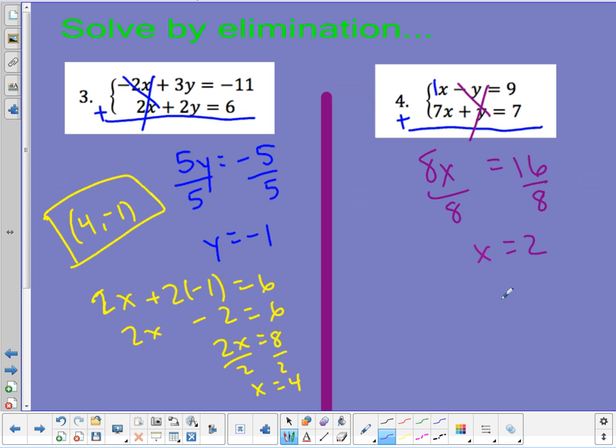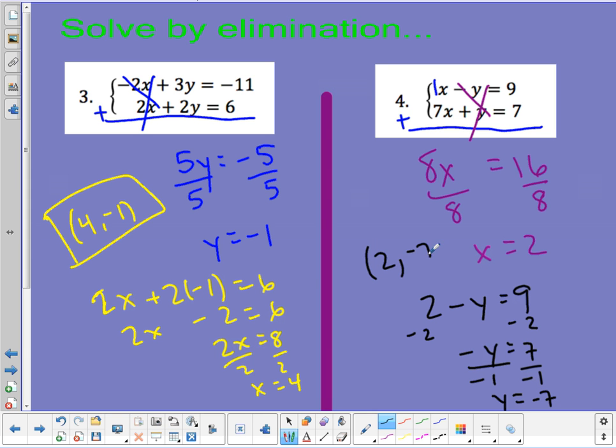Now I need to go back and find the y variable, so I'm going to plug it in. I'll just use the top equation. We can pick either one, but I'll use the top. So I have 2 minus y is equal to 9. Subtract the 2, and I get negative y is equal to 7, and then divide by negative 1, and I get y is equal to negative 7. So if I write this out as a solution, it's 2 comma negative 7.